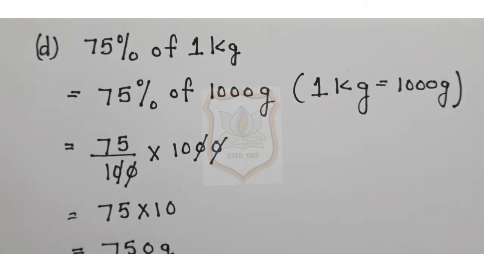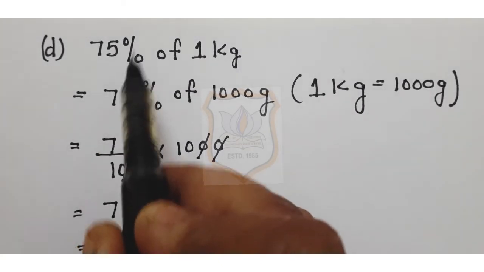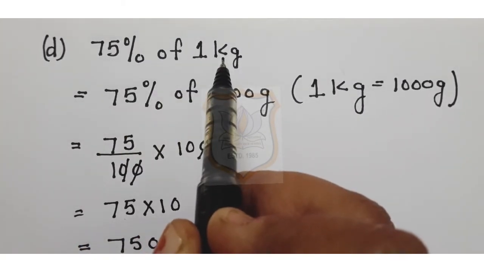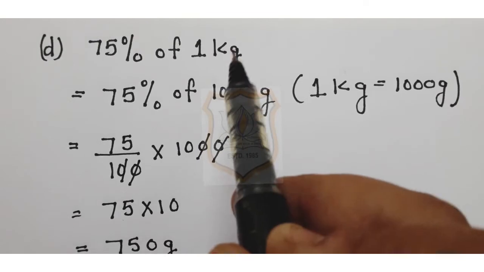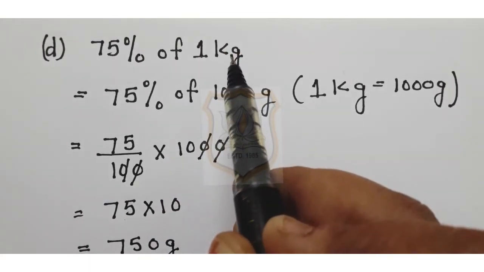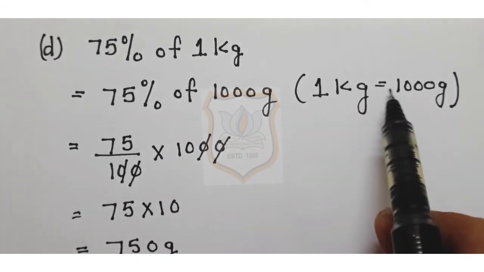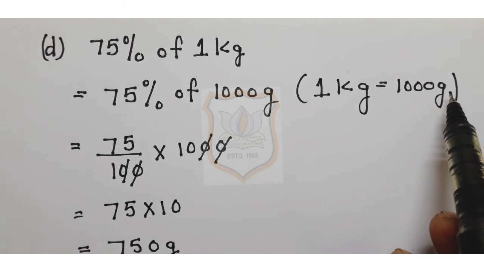C part of question number 4, you have to solve it yourself, students. I will explain how to solve D part. So D part is 75% of 1 kg. Again, same. First, I have to convert this 1 kg into grams. To convert this 1 kg into grams, we know that 1 kg is equal to 1000 grams.